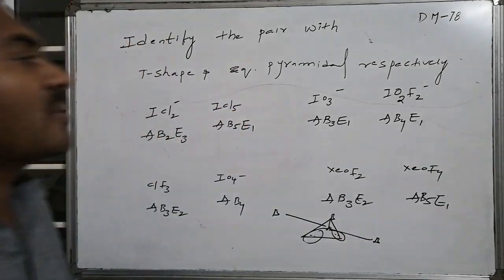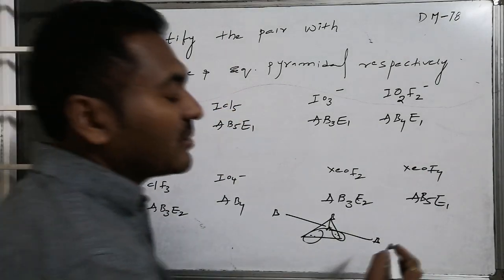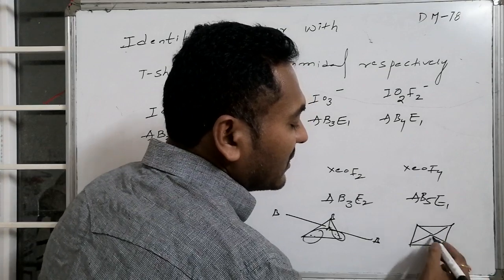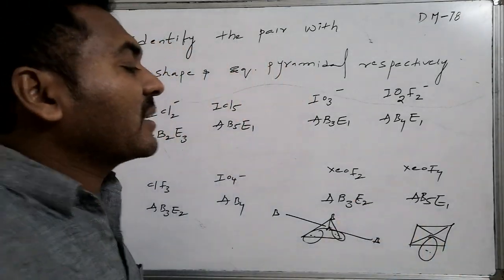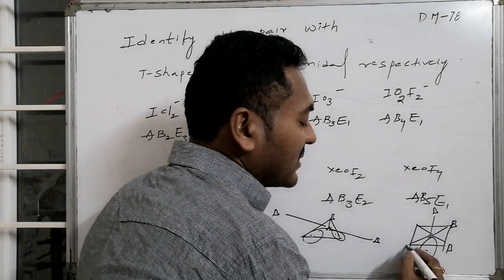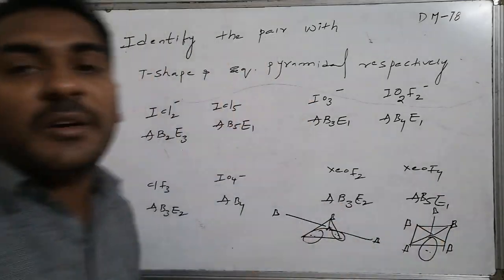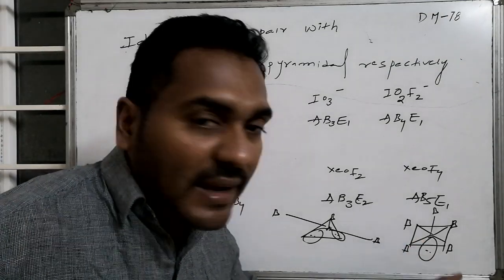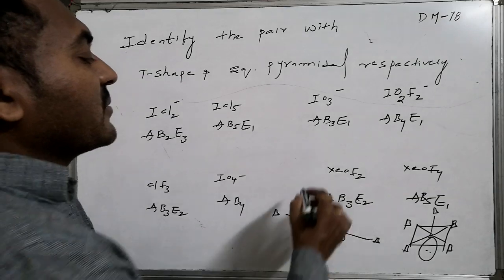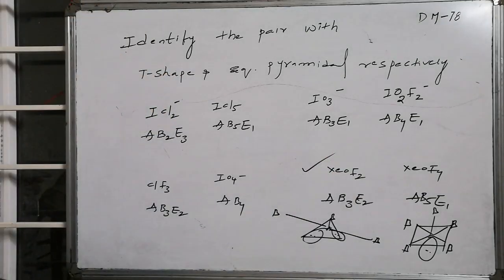Xenon oxytetrafluoride has pyramidal geometry because it is a derivative of octahedral, in which one position is a lone pair and all the remaining are bond pairs. This is a bond pair, this is a bond pair, this is also a bond pair, this is also a bond pair. Since all the rest are bond pairs, it is present as square pyramidal. So these two options match the given question.